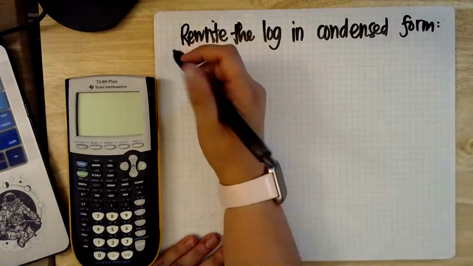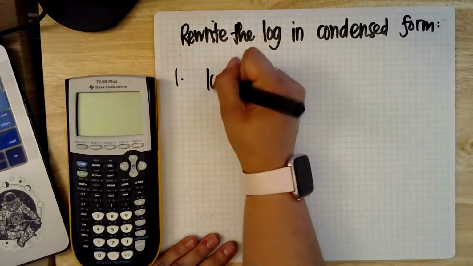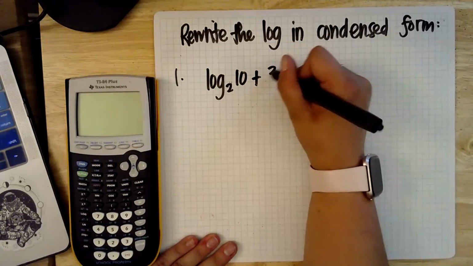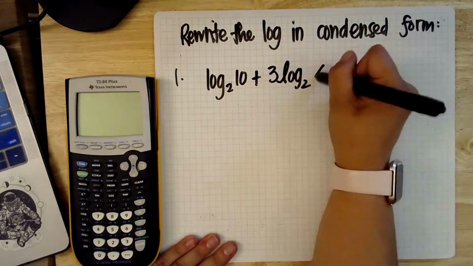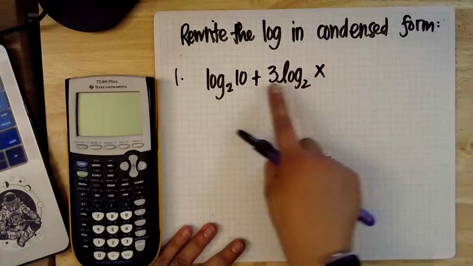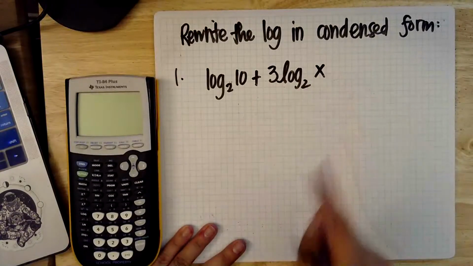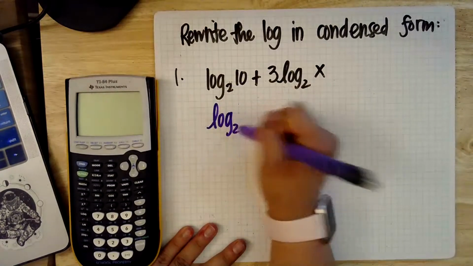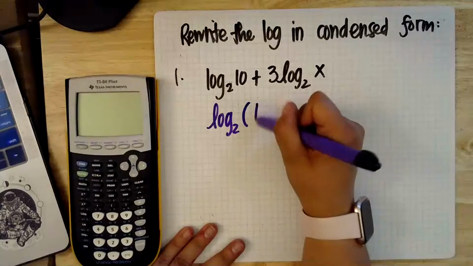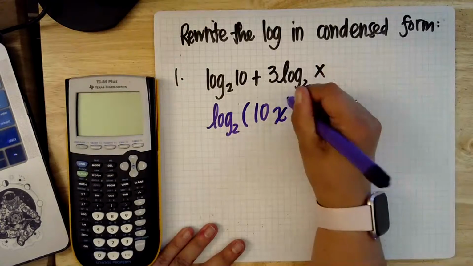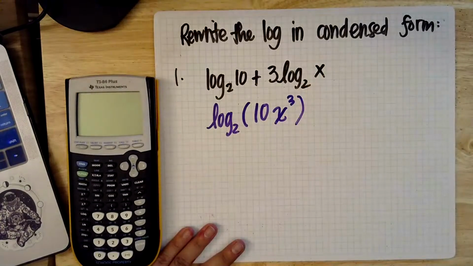Okay, so let's do an example. I have log 2 of 10 plus 3 log 2 of x. So now I'm going to work backwards. I'm going to understand that the sum really means a product, and that coefficient really becomes a power. So I'm working backwards. So this becomes log 2 of 10, and then the x, but with a power. And that's my answer.